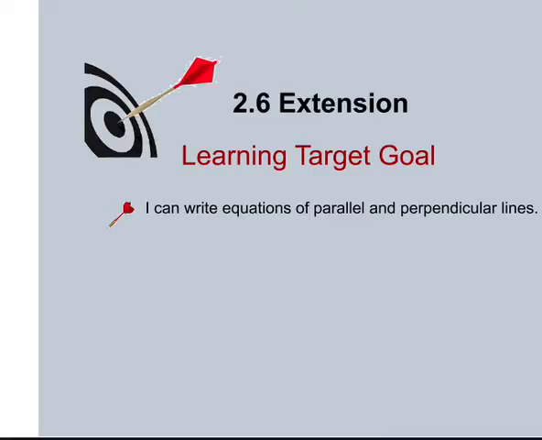This video is 2.6 extension, very similar to 2.6 writing equations, but now we're going to focus on writing equations dealing with parallel and perpendicular lines. Write that down, pause if needed, and I'm going to jump right into the first example.